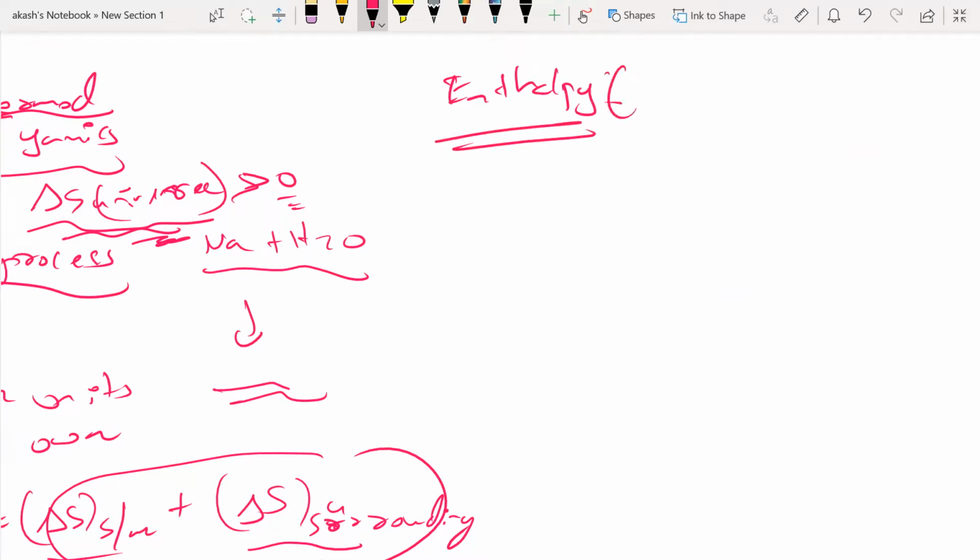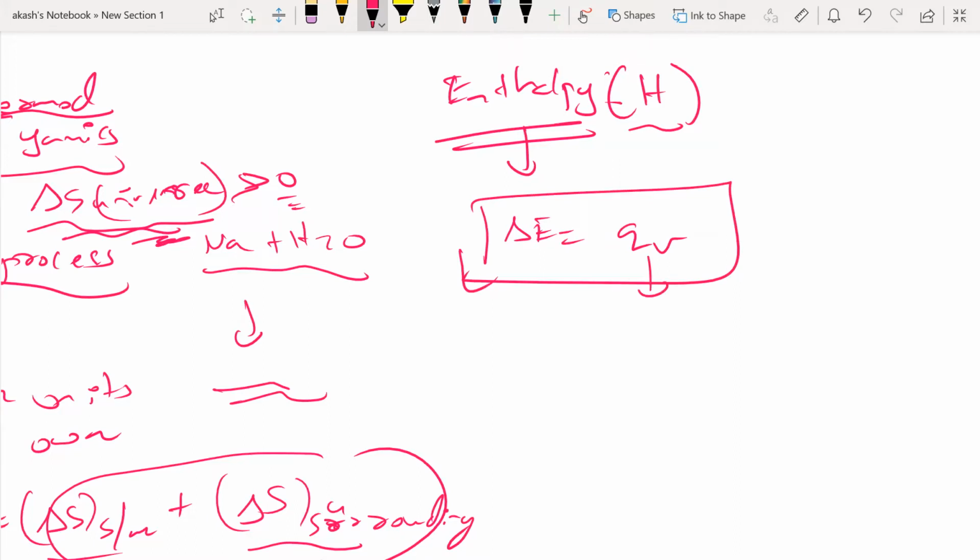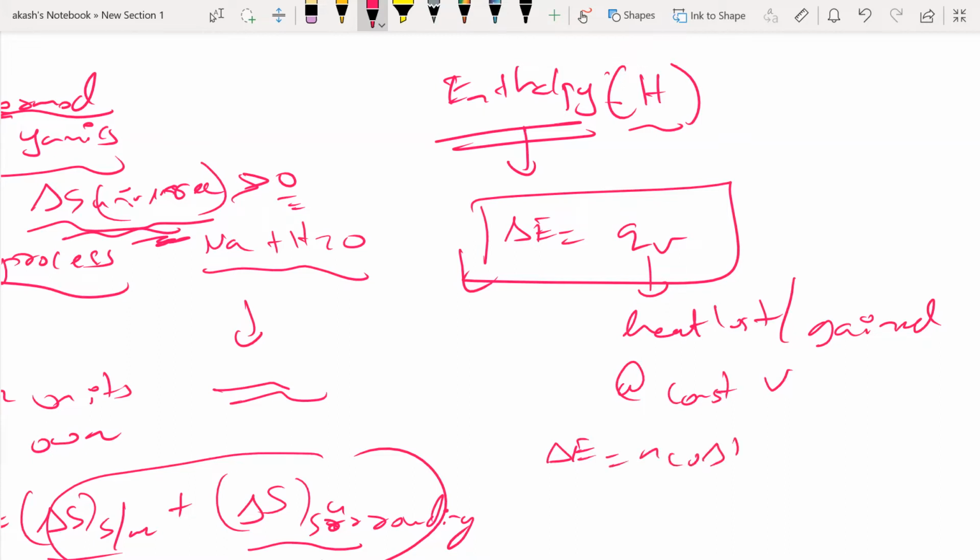This enthalpy is denoted by the letter H, capital H. Now how do we define enthalpy? This enthalpy is very similar to internal energy. If you can remember, internal energy I actually defined as QV. What is QV? QV is nothing but heat lost or gained at constant volume. That is how you got the equation also: delta E is equal to n CV delta T. We got this by defining the heat lost or gained at constant volume as the delta E.